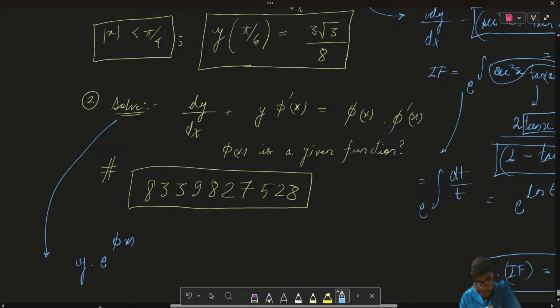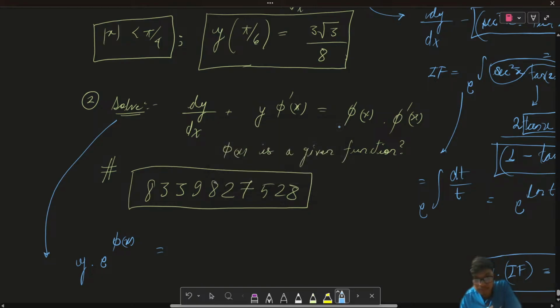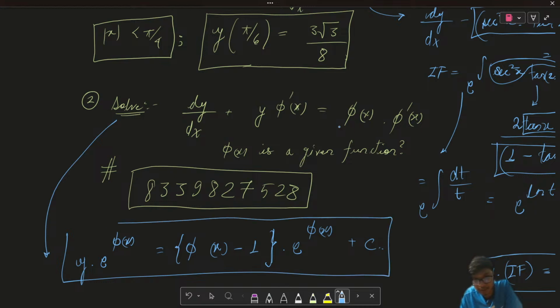into e to the power phi of x is equals to phi of x minus 1, this particular part, multiplied with e to the power phi of x plus some constant c. So this is going to be a general solution for the second problem. The second problem was fairly easy, right?